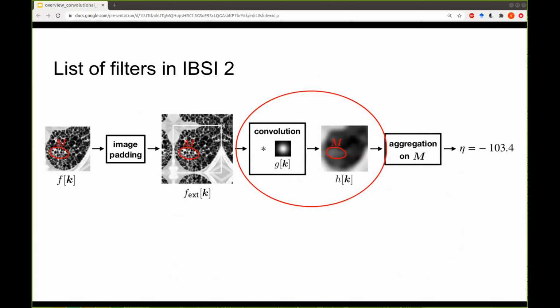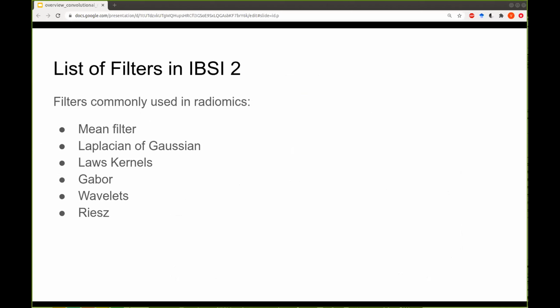So we now present the filters that we use in IBSI2. We consider the most commonly used filters in radiomics, including mean filter, Laplacian of Gaussian, Laws kernels, Gabor, wavelets, and Riesz. In the reference manual, we also provide guidance on how to set the parameters and how to aggregate the response maps for good radiomics practice.